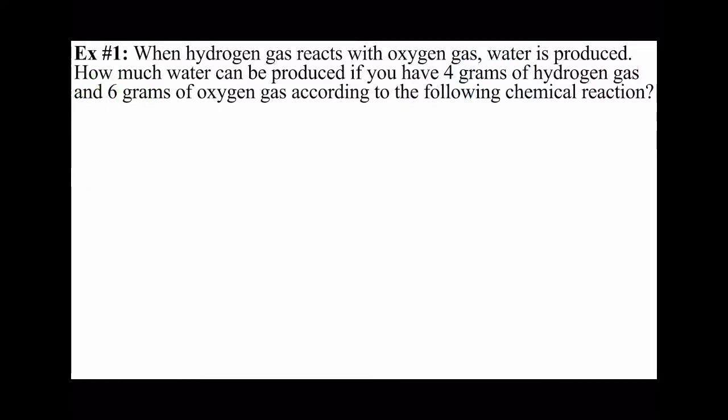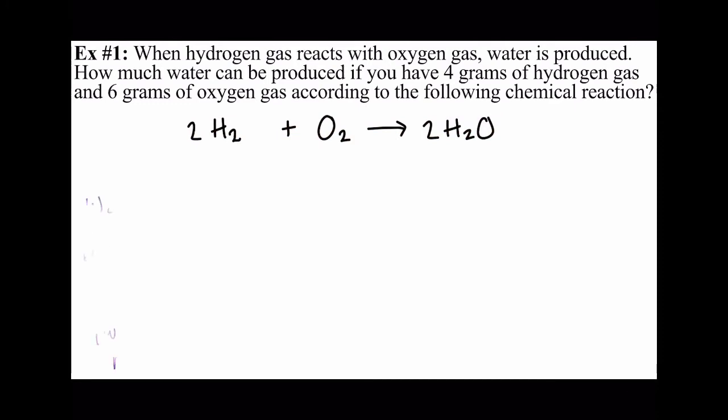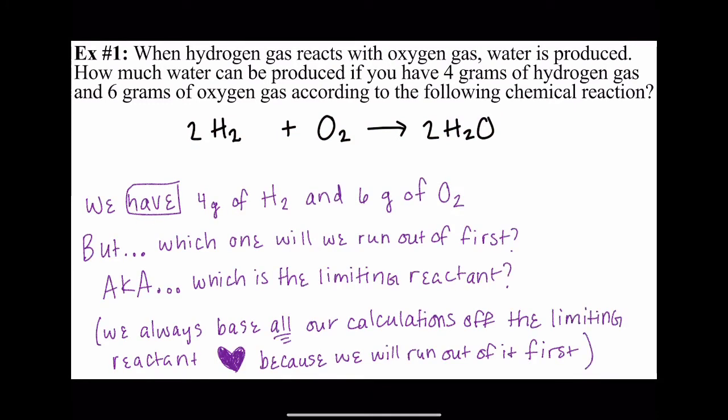So here's our first example. When hydrogen gas reacts with oxygen gas, water is produced. Ta-da! How much water can be produced if you have 4 grams of hydrogen gas and 6 grams of oxygen gas, according to the following chemical reaction? Well, you can't just look at the number of grams and think, oh, I have 4 grams of hydrogen and 6 grams of oxygen, so the one I have the least amount of is hydrogen, because that is not how chemistry works. We have to convert to moles, and we have to do kind of a 5-step process to figure this out.